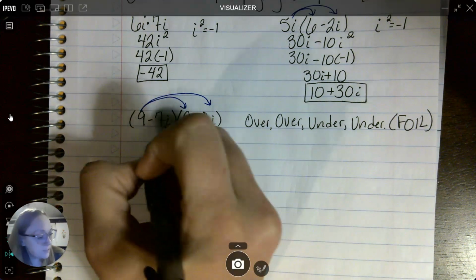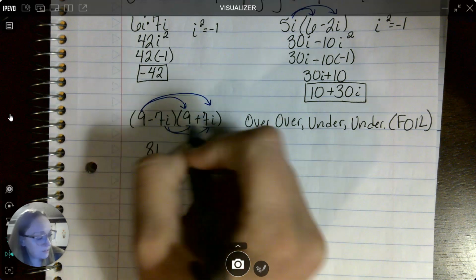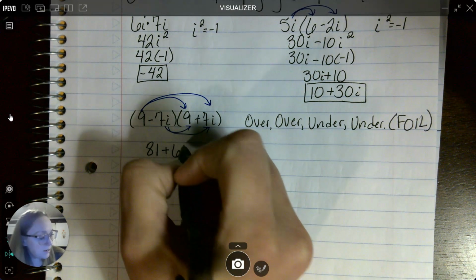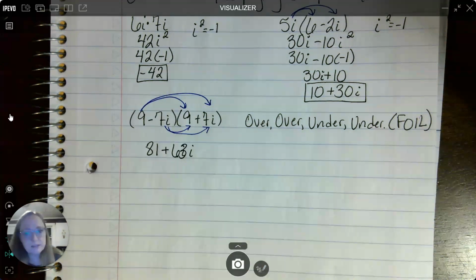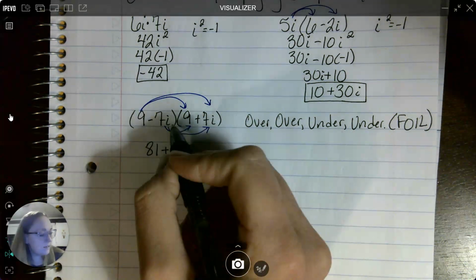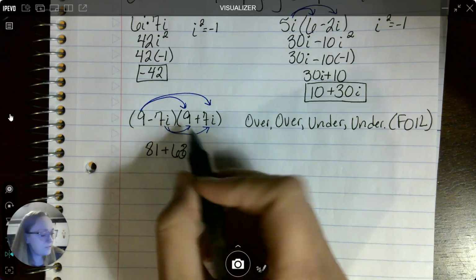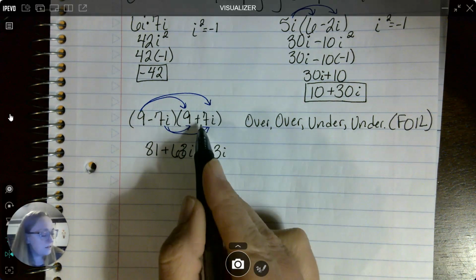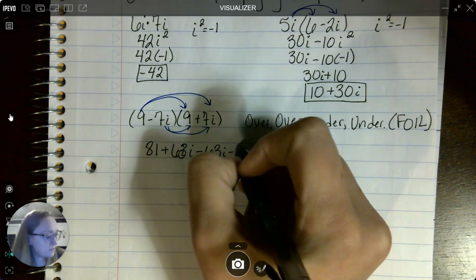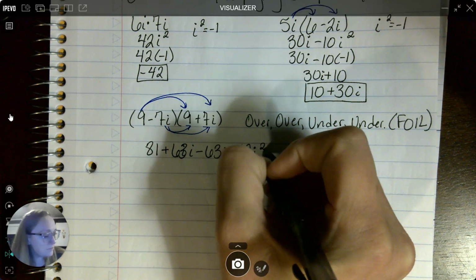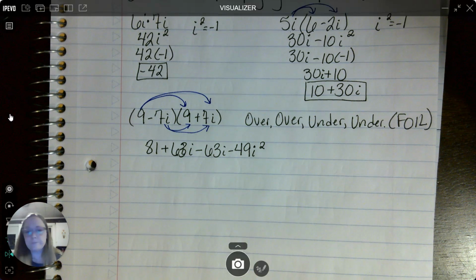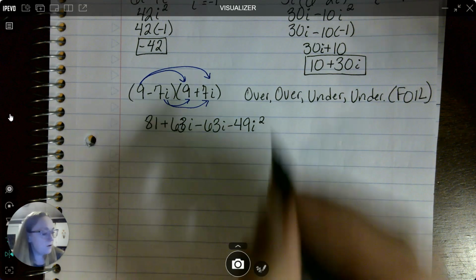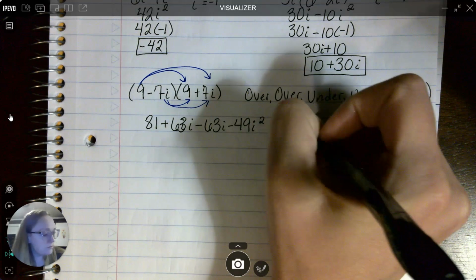Okay, so 9 times 9 is 81. 9 times 7 is 63, keep the i. Ooh, I cannot write today. 63, keep the i. -7i times 9. -7 times 9 is -63. Keep the i. -7 times -7 is -49. i times i is i squared.